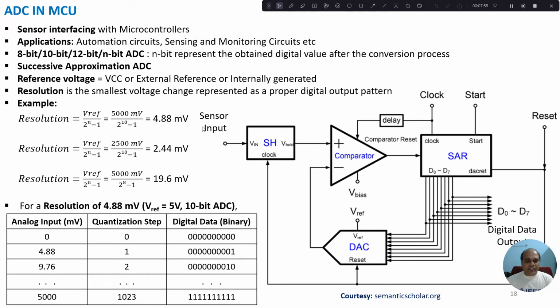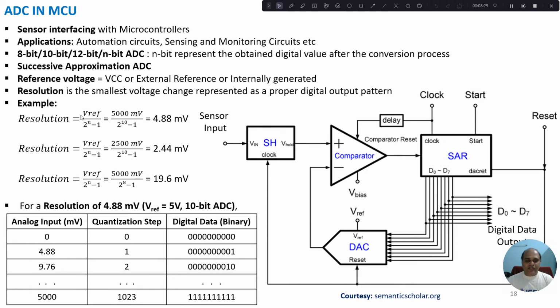If I want to change the resolution, if I want to measure 2.44 millivolt also, I have two options. Either I can change the reference voltage or I can change the n bit. If I want to change the n bit, then I have to change the IC, because a certain microcontroller will come with an 8-bit ADC or 10-bit ADC or 12-bit ADC. I would have to change the microcontroller itself. So the better solution is to change the reference voltage.